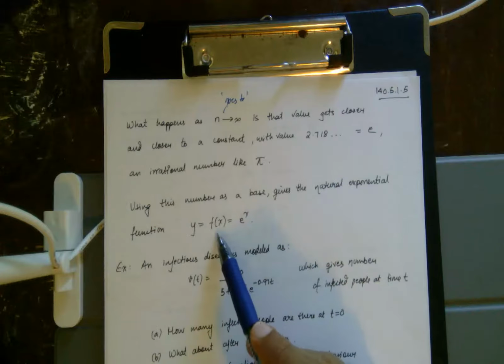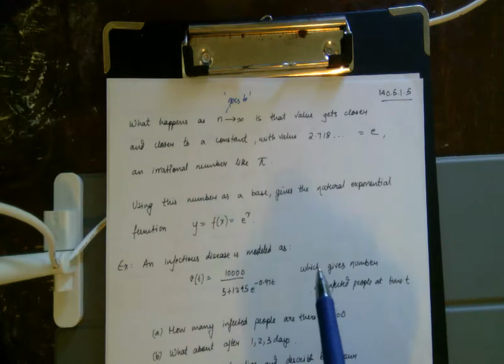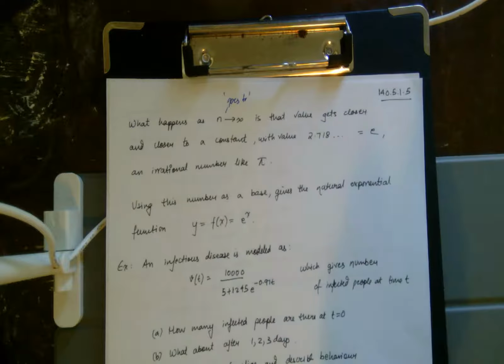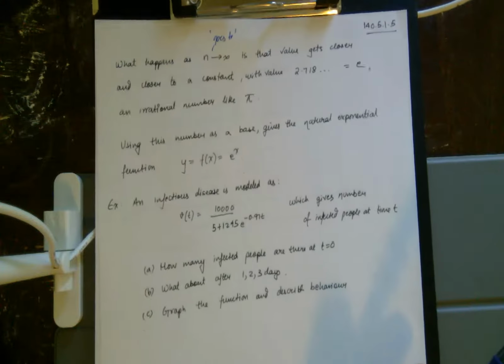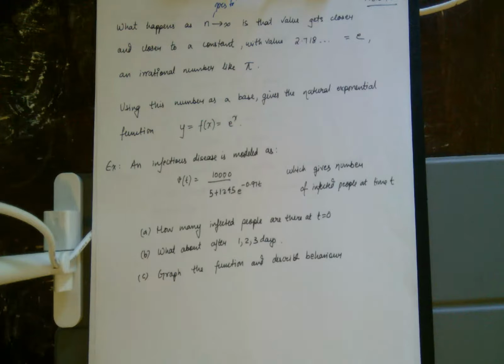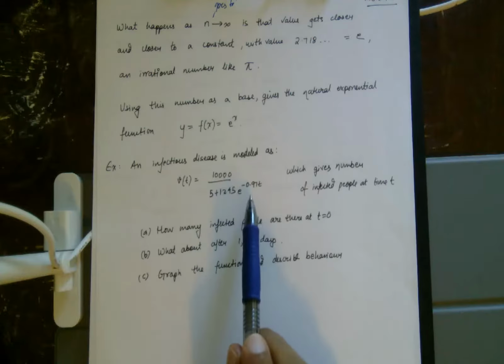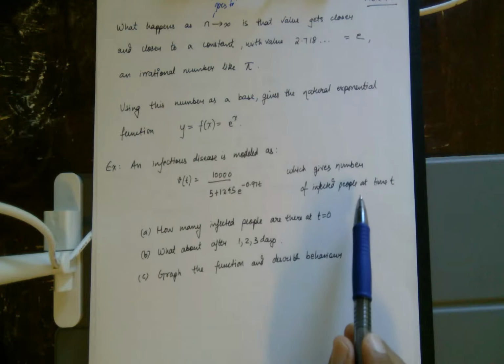So remember, for an exponential function, the base b is any number that's positive and not 1. Now e is 2.718, so it's fine. e to the power x is defined. And because of the very natural way in which it is defined and it occurs around us, it appears in a lot of formulas and a lot of models that we use. So here an infectious disease is modeled as this particular equation, and this gives the number of infected people at time t.